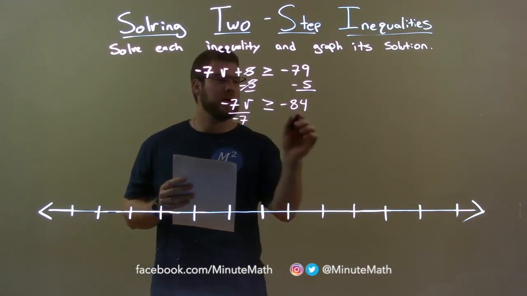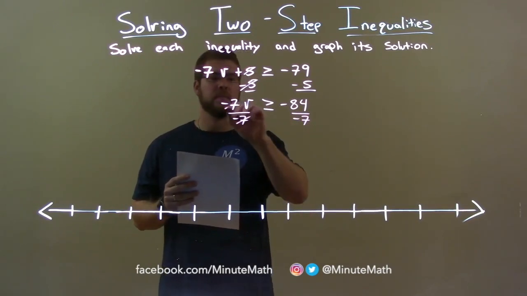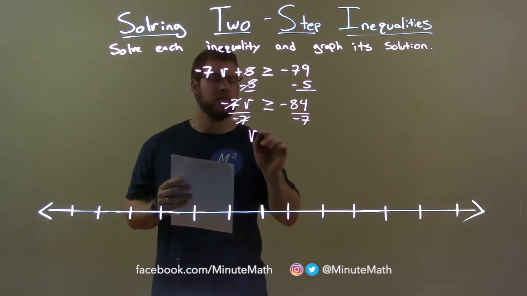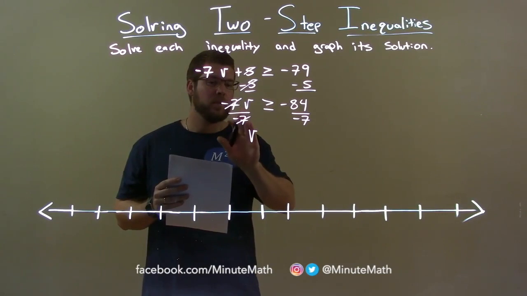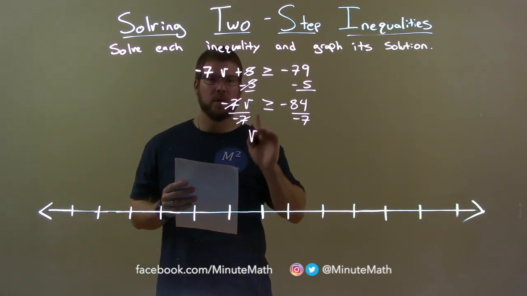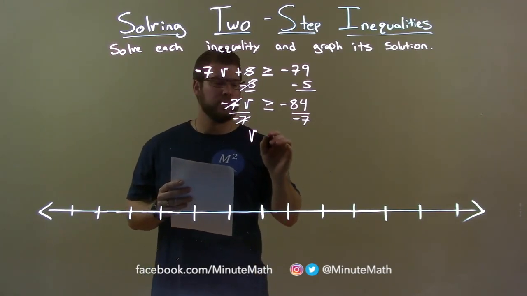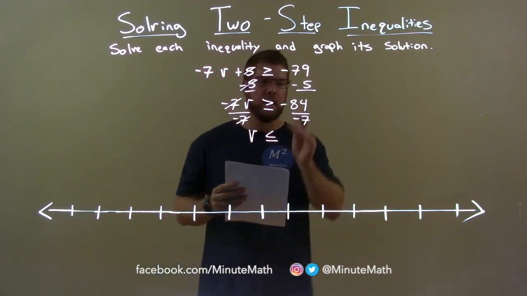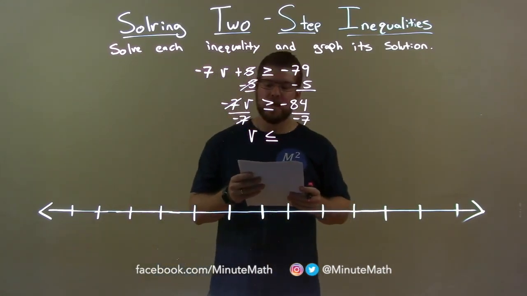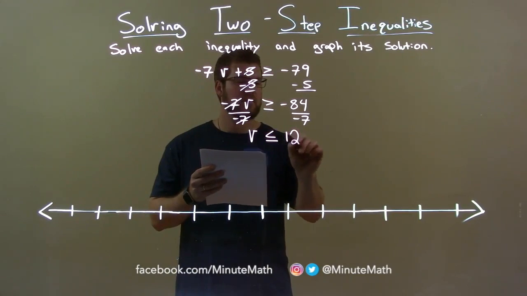We're being multiplied by negative 7, so we do the opposite of multiplication, division. Divide both sides by negative 7 here. The negative 7's cancel, and v is by itself. But remember, when we divide by a negative over an inequality, the sign flips. Greater than or equal to becomes less than or equal to. Negative 84 divided by negative 7 comes out to be a positive 12.